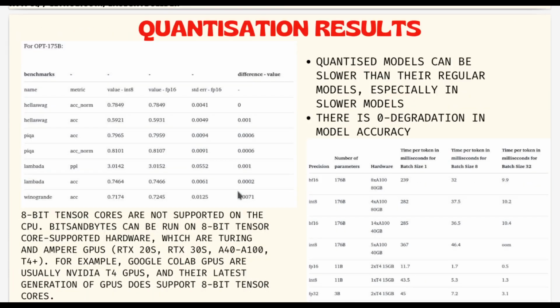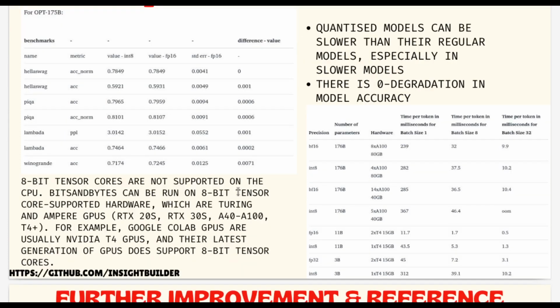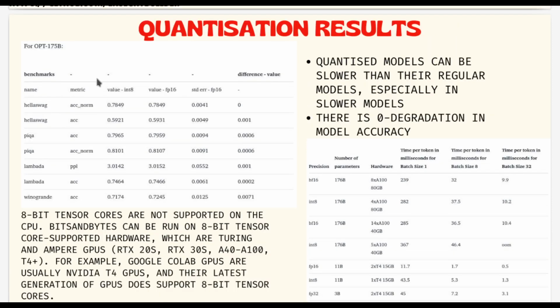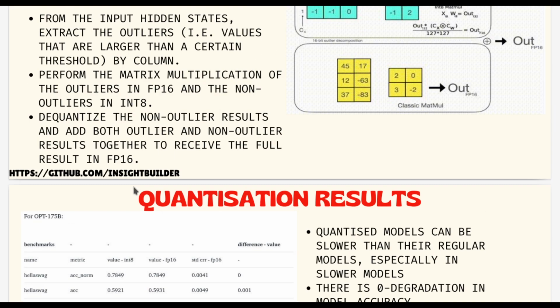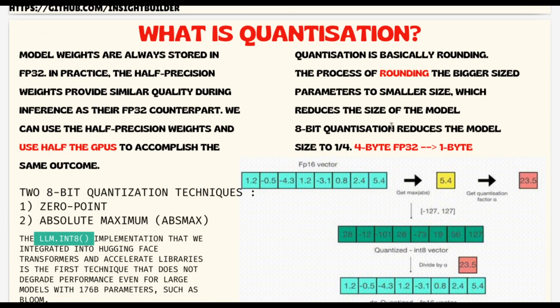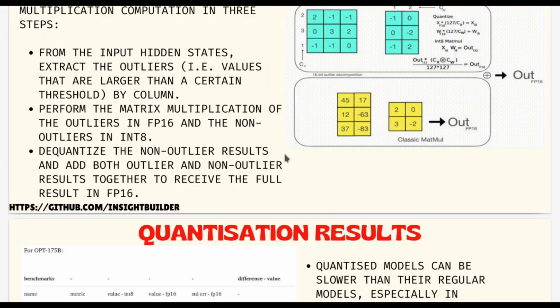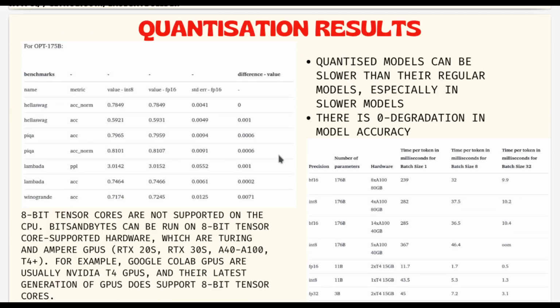This is where you will be interested. So how are the results? How do the quantized models fare compared to their regular model? Here you see that both the quantized model as well as the regular model have zero degradation, meaning their accuracy is not reduced. Even if you do the quantization, that is from 4 bytes to 1 byte, the accuracy or the output of the model has not reduced.